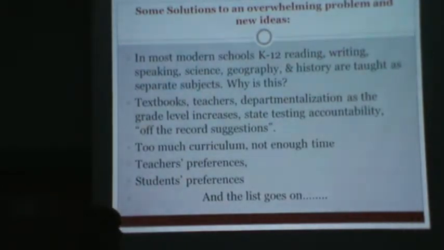Teacher preferences. Sometimes I don't really like to teach reading, or I don't like to teach science. And I definitely don't want to teach reading within science because I went to school to be a science teacher, not a reading teacher. I went to school to be a math teacher, not a reading teacher. And you have to do all of that together.